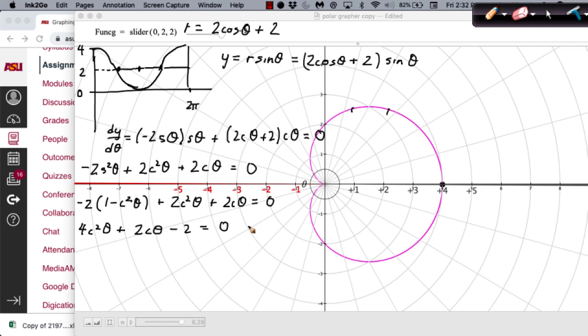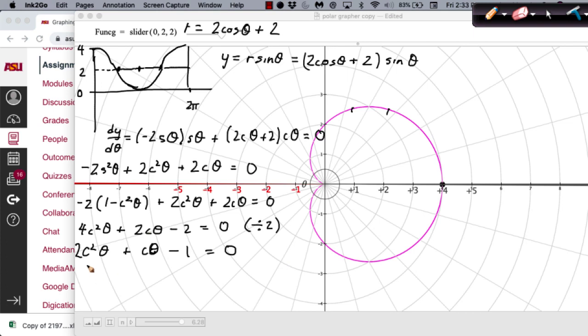Make sure you agree with my math. Because it's equal to 0, we can factor out a 2 and divide by 2. So we're going to divide by 2 and get 2 cosine squared plus cosine minus 1. So that's a quadratic, similar to 2x squared plus x minus 1. It's just instead of x's, we have cosines.